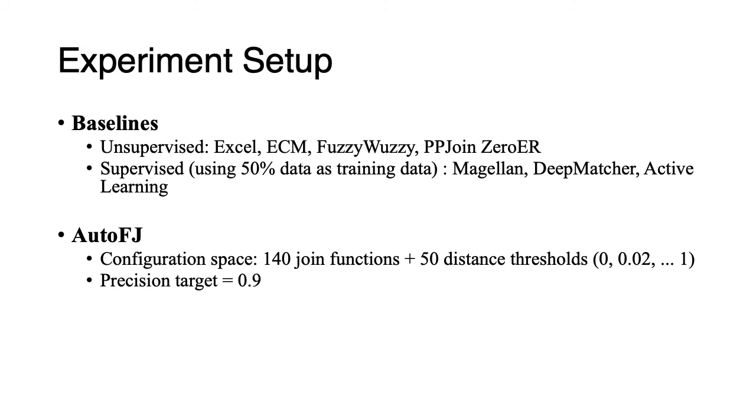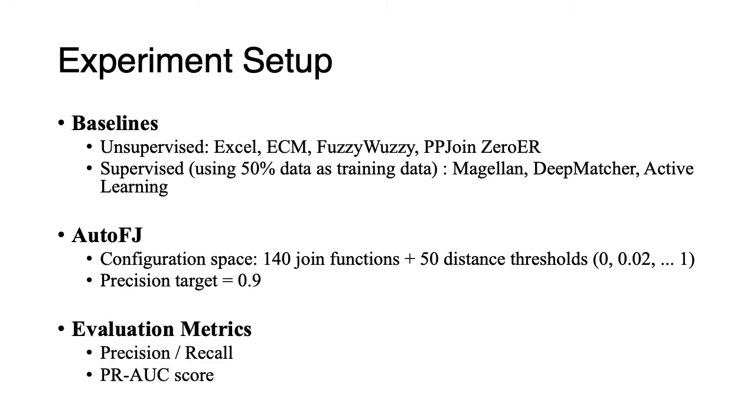For our method, the configuration space consists of 140 different join functions and 50 different distance thresholds. We set the precision target to be 0.9. We evaluate the quality of fuzzy joins using standard precision, recall, and PR-AUC score.